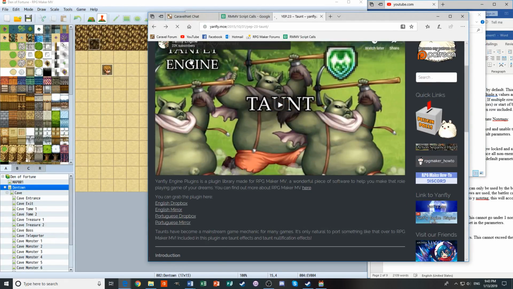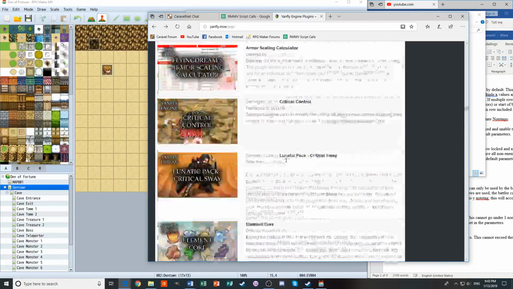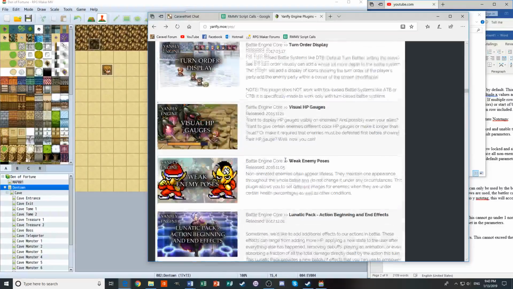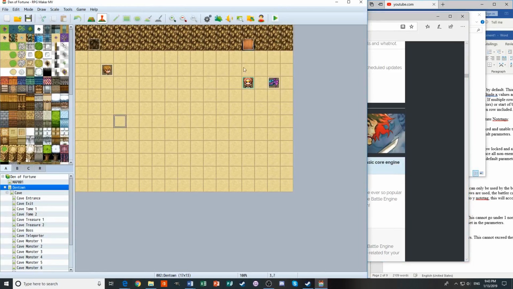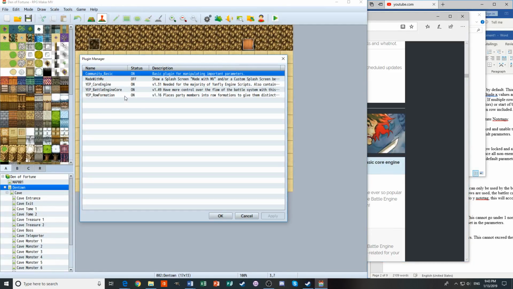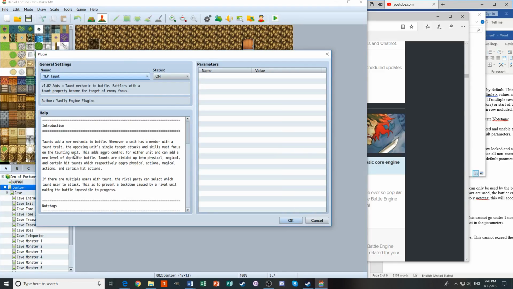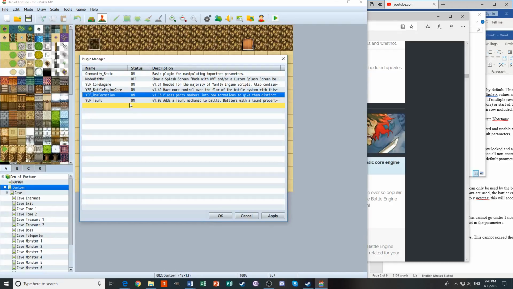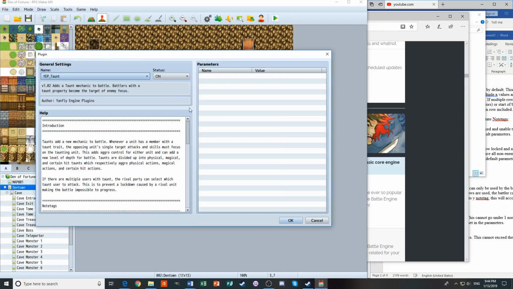Second step is making sure it's in the right area. It looks like it's under battle plugins, where I'd expect it to be. Now if we go into plugins, you can drag them to move them around. So we have Taunt underneath Battle Engine Core and row formation at the very end. Okay, that was relatively painless. We now have a taunt mechanic.